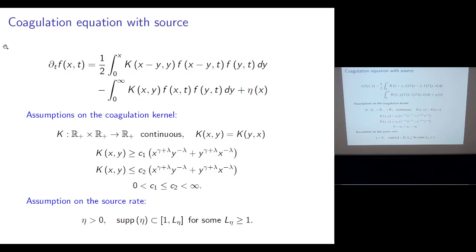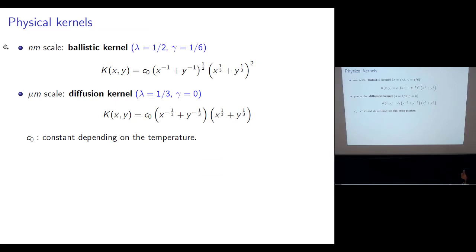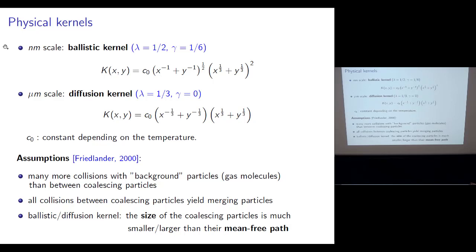For this class of kernels, the physically relevant ones are inside this class. These are, for example, the ballistic kernel that physicists use to describe coagulation at the nanometer scale, and the diffusion kernel, which is used to describe coagulation at the micrometer scale. These kernels have been derived from empirical laws by assuming some physical conditions.